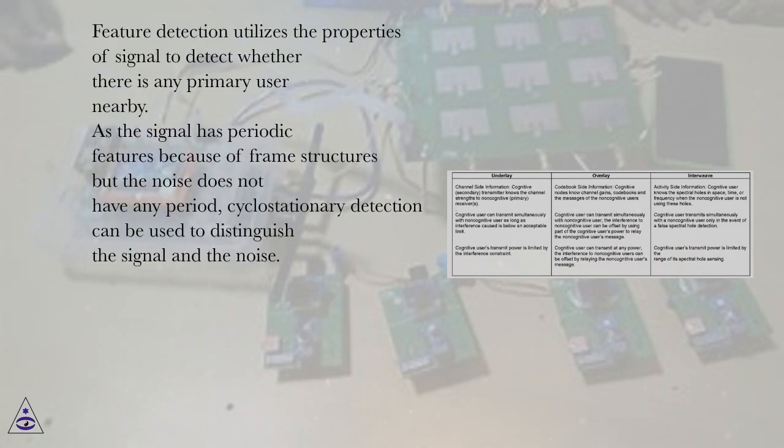Feature detection utilizes the properties of signal to detect whether there is any primary user nearby. As the signal has periodic features because of frame structures but the noise does not have any period, cyclostationary detection can be used to distinguish the signal and the noise.